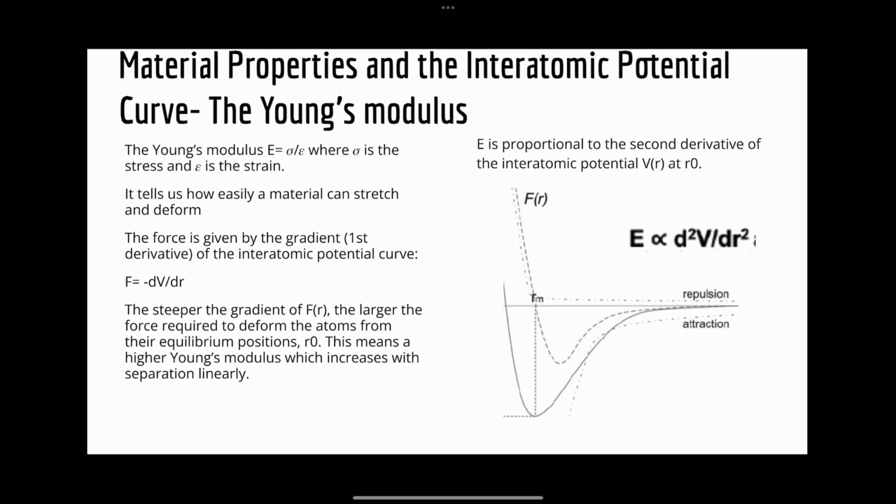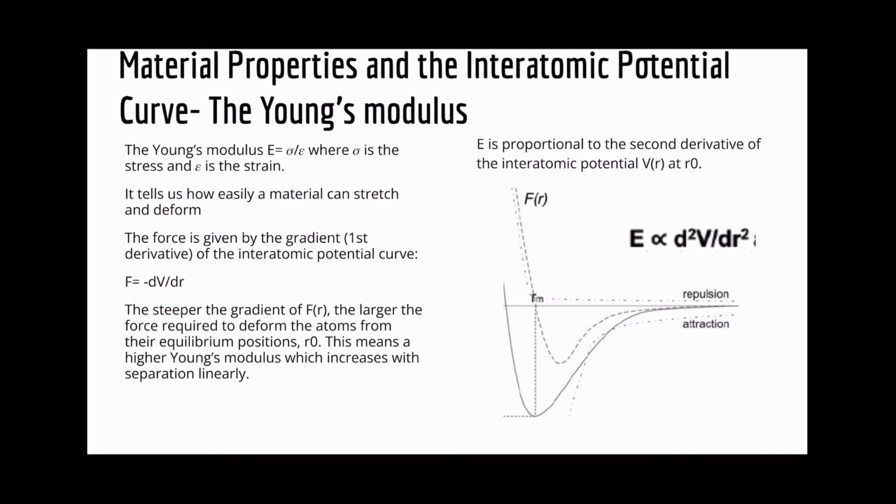The Young's modulus is equal to E, which is equal to sigma over epsilon, where sigma is the stress given by the force per unit area, and epsilon is the strain given by the change in length over the original length of the material. It tells us how easily a material can stretch and deform.